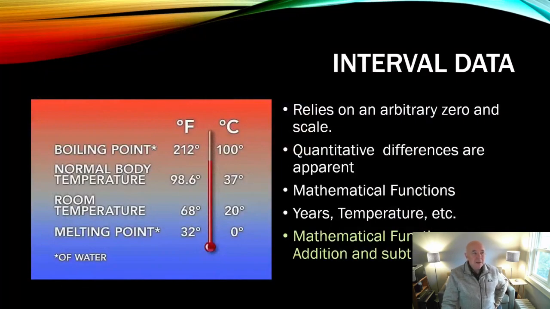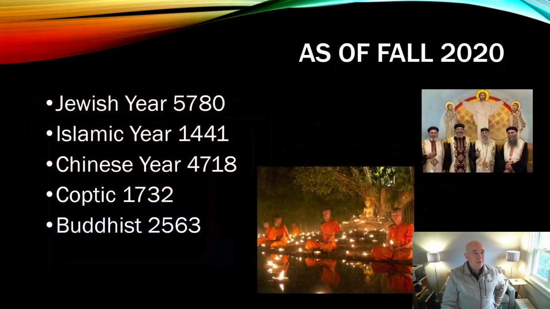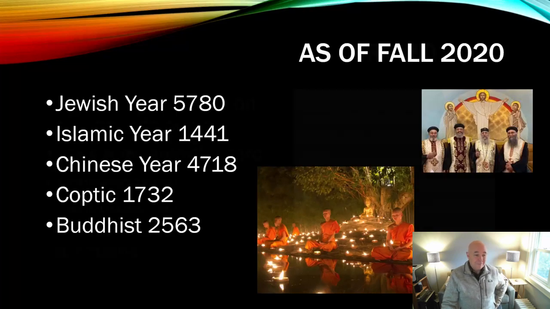Interval data has an arbitrary zero. Note that in centigrade, zero is freezing. In Fahrenheit, zero is much colder. You can add and subtract with this. Years also work like this, so if you think about fall 2020, and I didn't update this slide, I apologize for that, but that was a different year for different communities.